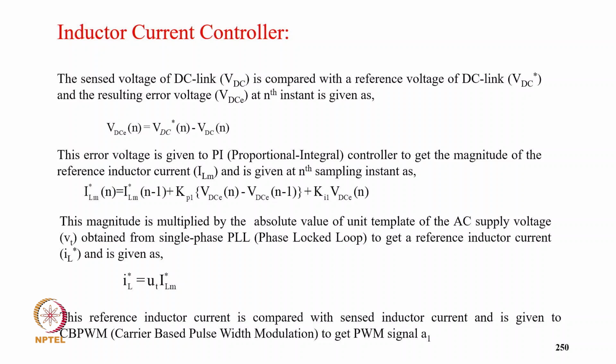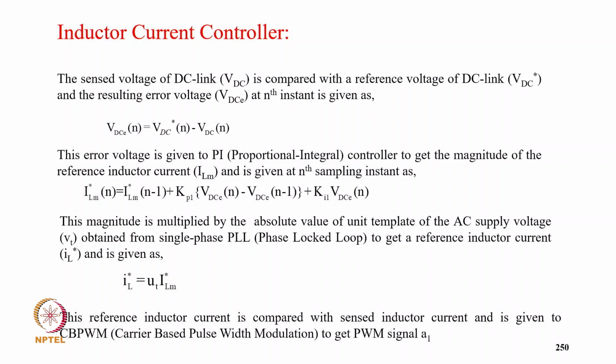So ILM n star equals ILM n minus 1 plus KP1 in bracket VDC E n minus VDC n minus 1, plus KI VDC n. This magnitude is multiplied by the absolute value of the unit template of the AC supply voltage from the single phase PLL to get the reference inductor current IL star, which is given as IL star equals UT into ILM star.